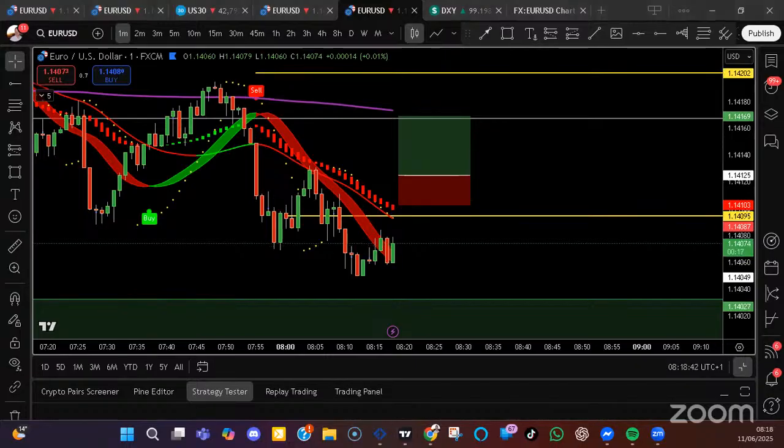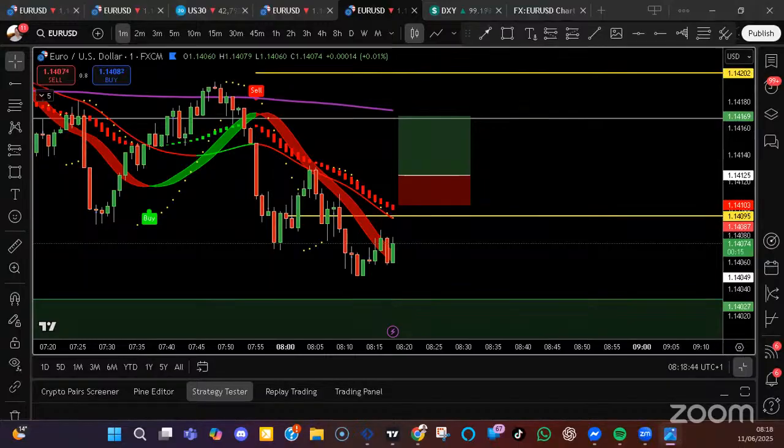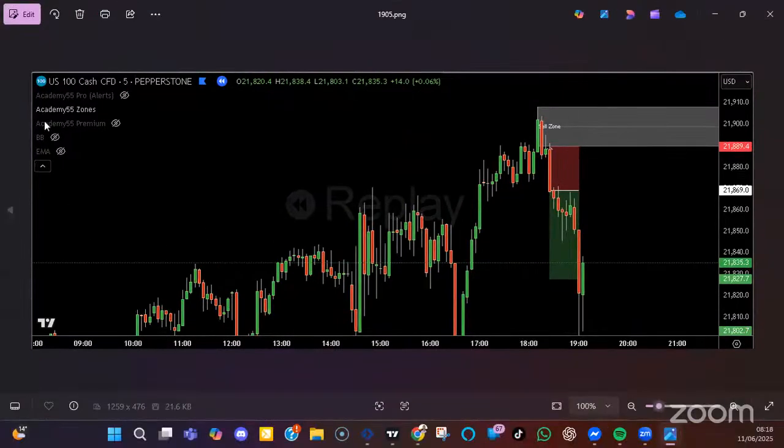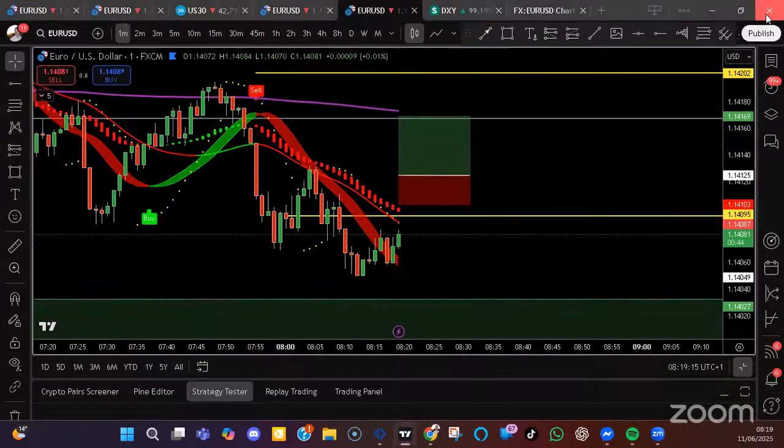I think I'll show you what I mean by the zones. These are some screenshots from last night. So you can see that I was on the US 100, also known as the NAS 100. So you wait for price to go into a sell zone. This is what it looks like on the 5 minute. So you know to take the next sell.